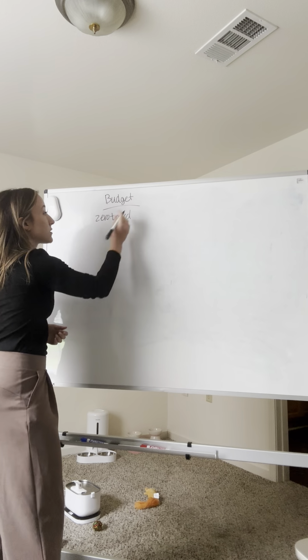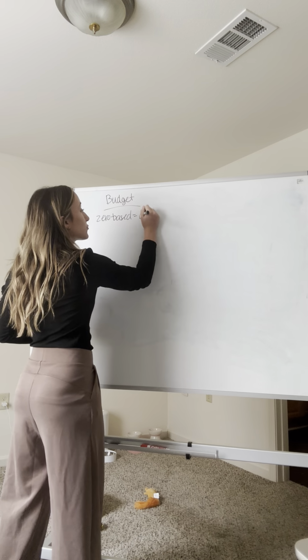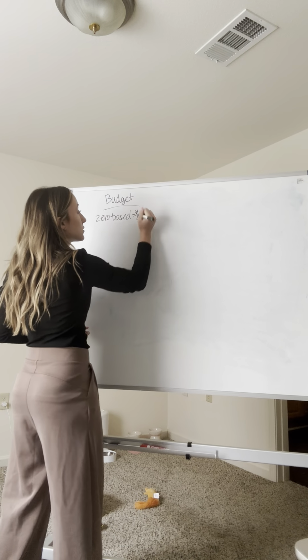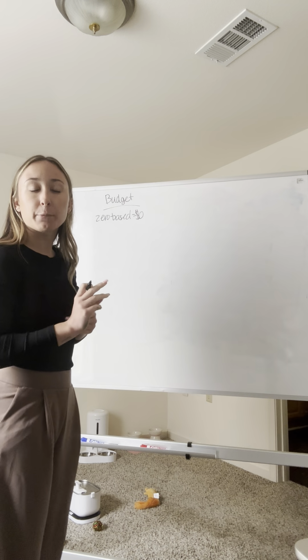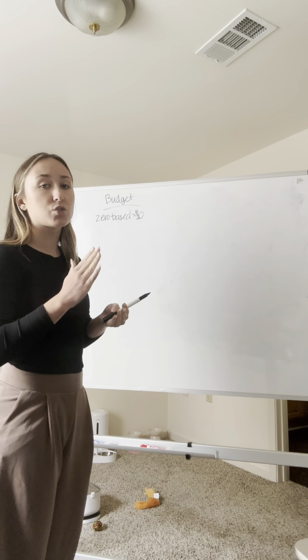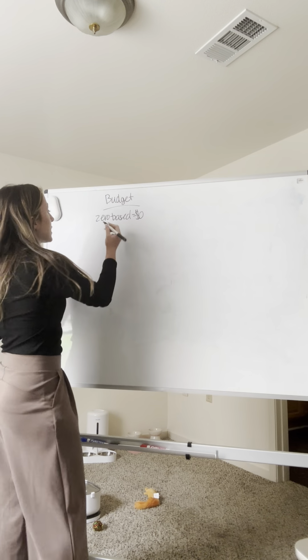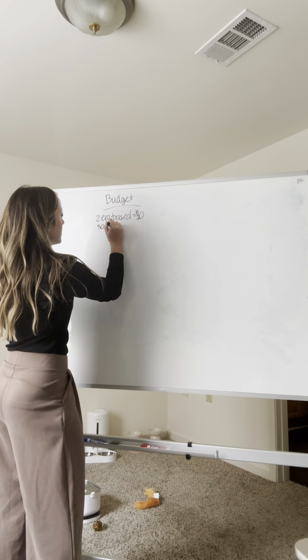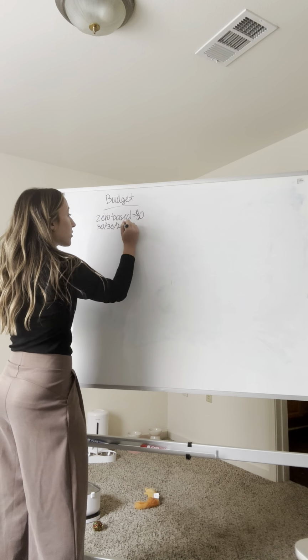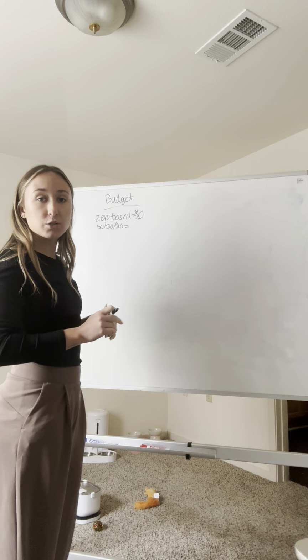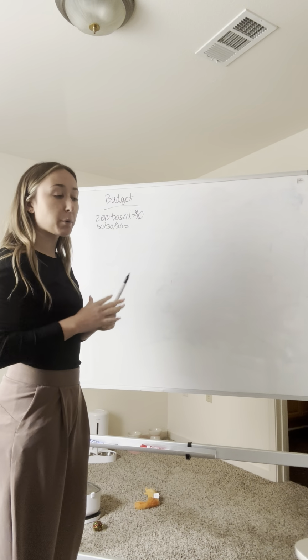The zero-based method is when you are left with $0 left. So you have made such a perfect budget and you have followed it so well that you have $0 left to spend. The second budget is called the 50-30-20 method. The 50-30-20 method is a bunch of percentages.